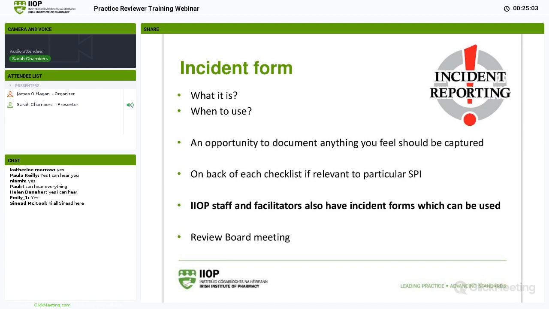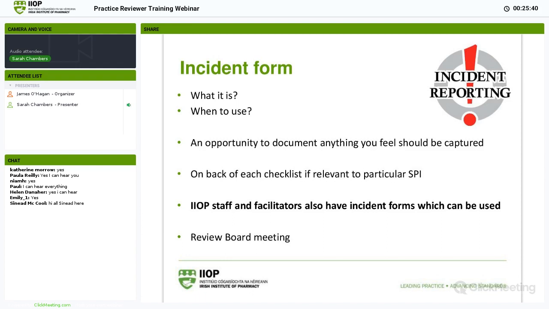The IIOP staff member and the facilitators on your floor will also have general incident forms which can be used. So there are two places for incident forms. So maybe if you feel it's a big incident, maybe you're under time pressure and you don't have time to record it all, we are there to help as well. So we can document any incidents for you. Just a note here that the sentences or the wording on the back or in these incident forms, unfortunately, can't be changed. So I suppose just to be aware that you're happy that whatever you're writing may be shared.